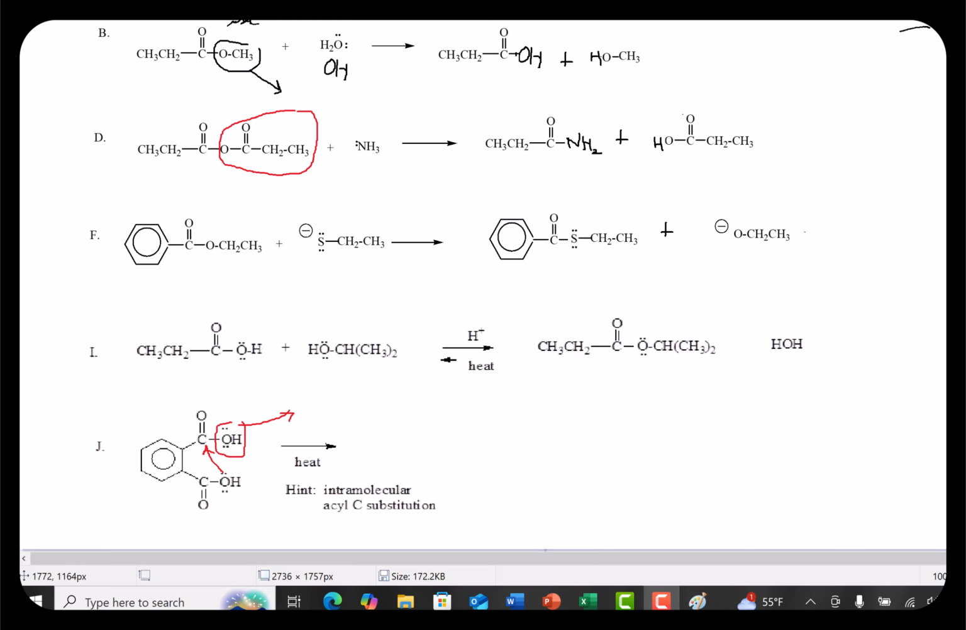Let me go ahead and write out the structure now. All right, there we have it. It's a 5-membered ring. This is a cyclic anhydride, and of course water as a byproduct. All right, let's go to the next assignment.